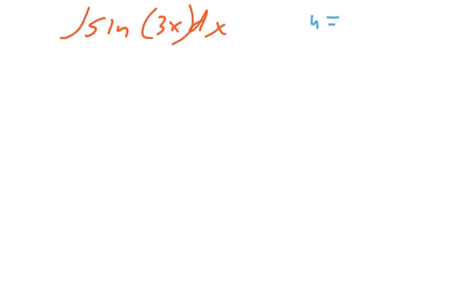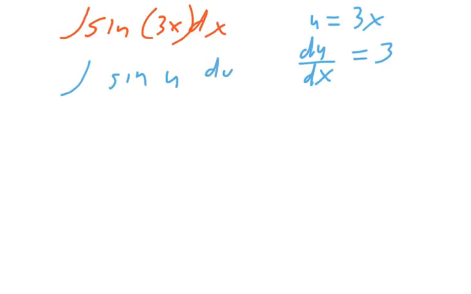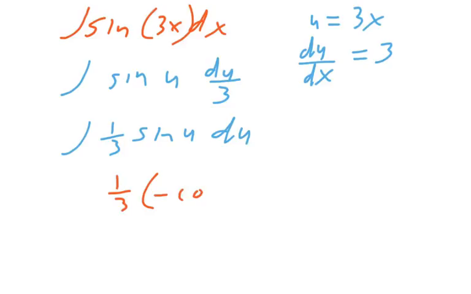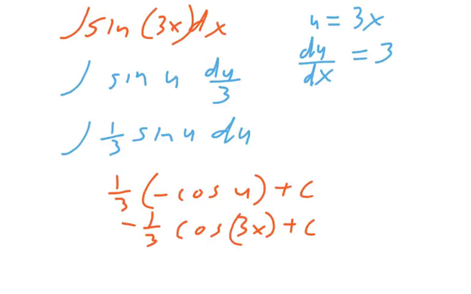Alright, so this time I'm going to make u equal to 3x, which means du dx is equal to 3. So we got the sine of u times du over 3. So basically we have, since nothing canceled, 1/3 the sine of u du. The antiderivative of sine is negative cosine, which means when I change this back, I got negative 1/3 cosine of 3x plus c.